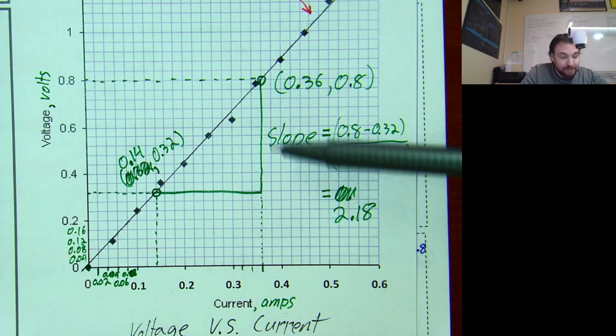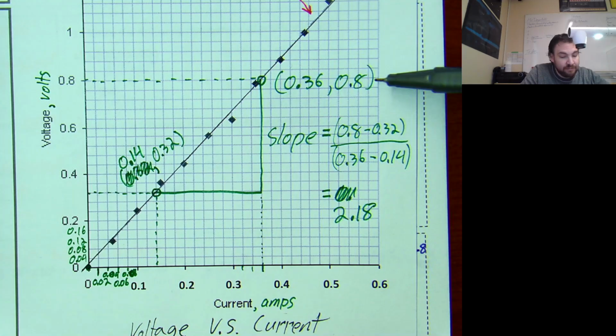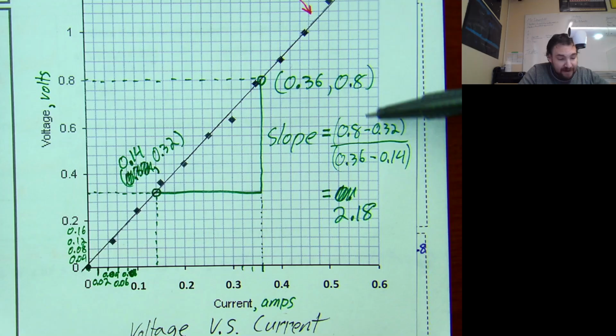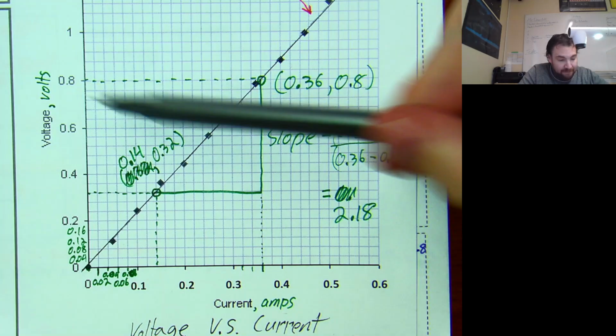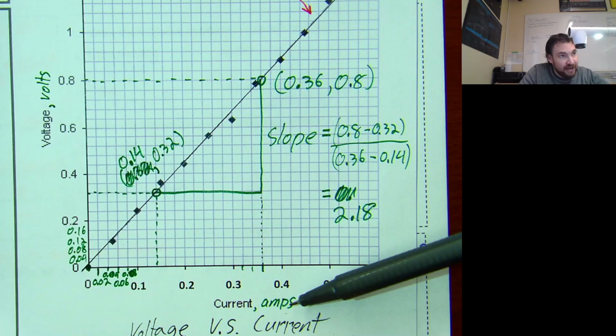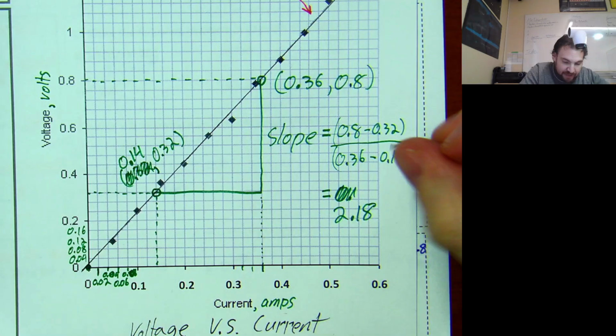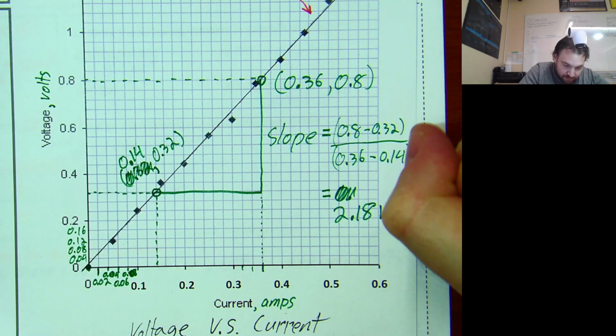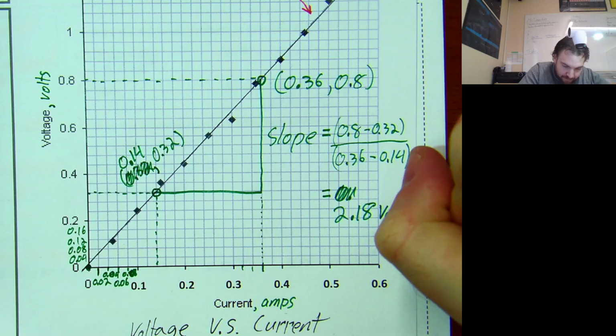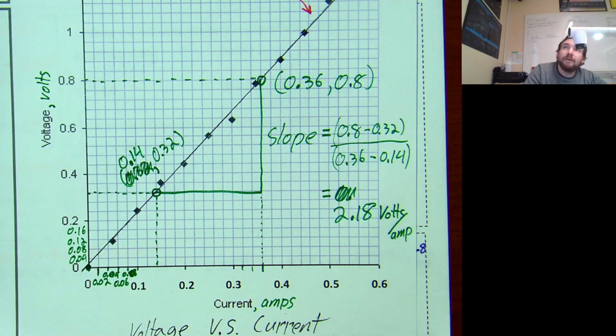My y values are measured in? It's V over A, yeah. My y value is a change in volts. My x value is a change in amps. So this is going to be 2.18 volts per amp.